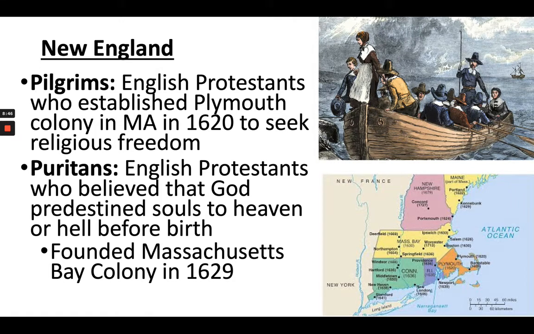Separate from the Pilgrims, but connected with this, out of the same sort of mentality, are the Puritans. So the Puritans are Calvinists, right? They believe that God predestined souls for heaven or hell before birth, right? That's what John Calvin's whole idea was, that because God exists all outside of time, he already knows who's going to become a Christian and be saved and who is going to reject Christ and go to hell. So the Puritans will found the Massachusetts Bay Colony in 1629.